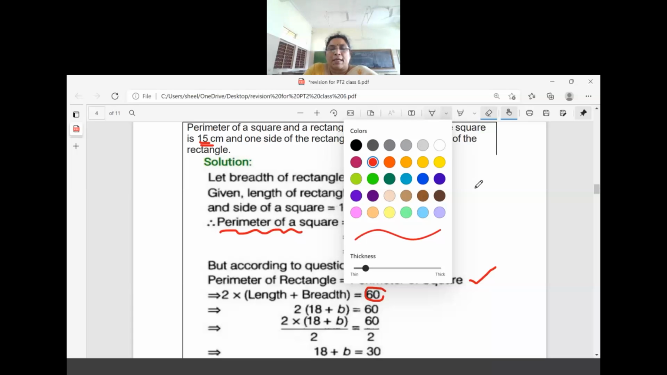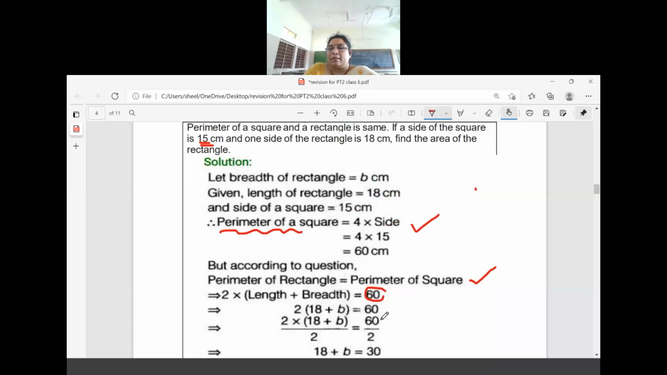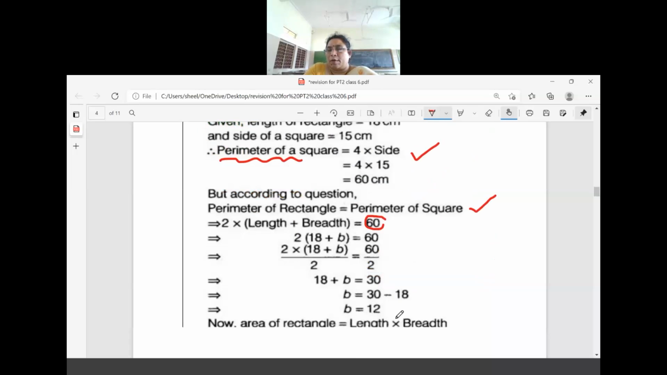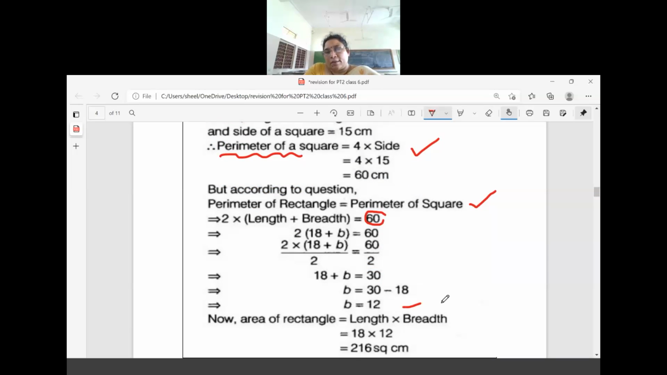So after equating, what happens here? We are getting the breadth. What is the breadth? It is 12. The length is already given in the question, that is 18, and we have to calculate the breadth. After getting length and breadth, what do we have to do? The area of the rectangle we can calculate, right?